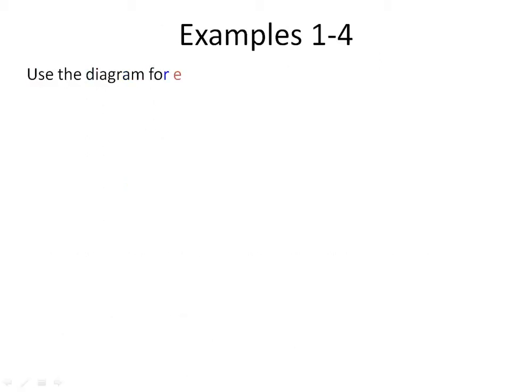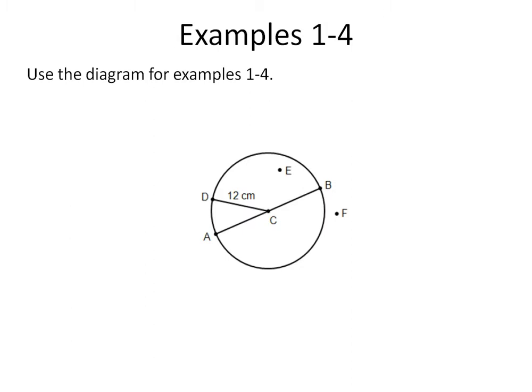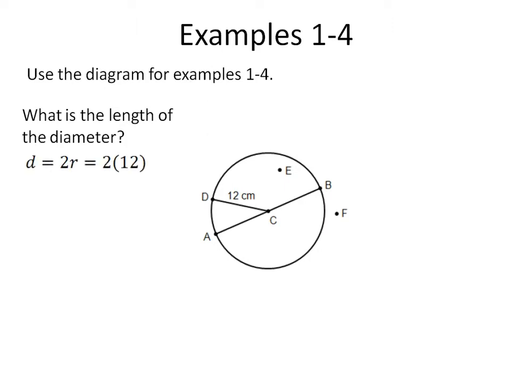Okay, so let's look at some examples. Examples 1 through 4 are on this slide. So here's the circle that we're using. Let's see what they want for example 1. Example 1 says, what is the length of the diameter? The only thing that we have marked here is the radius length. So the radius, we remember from the equations we just got a minute ago, is simply half of the diameter, or the diameter is twice the radius, whichever way you want to say it. So we take 2 times 12 and that gives us 24. So 24 centimeters would be the diameter of this circle.